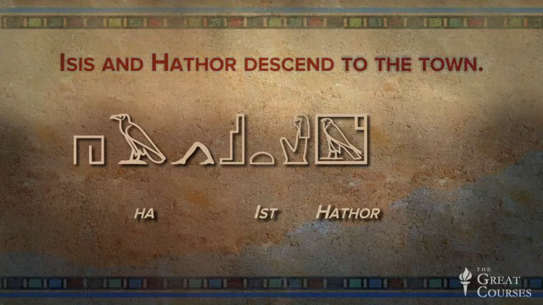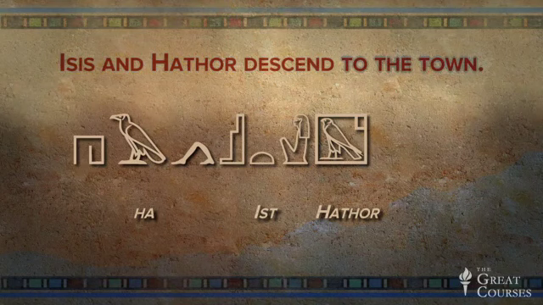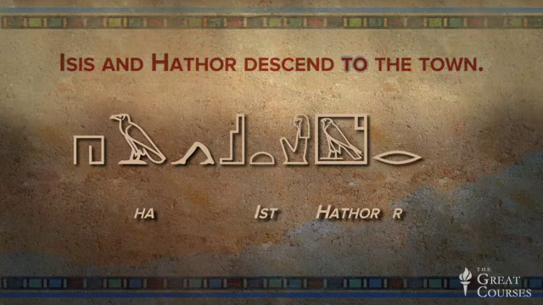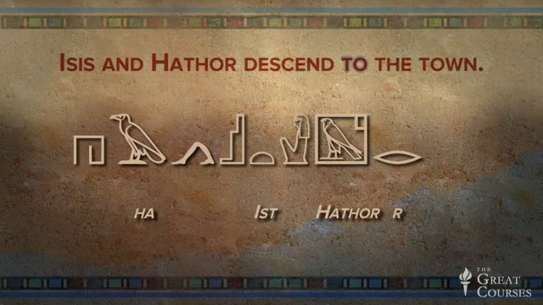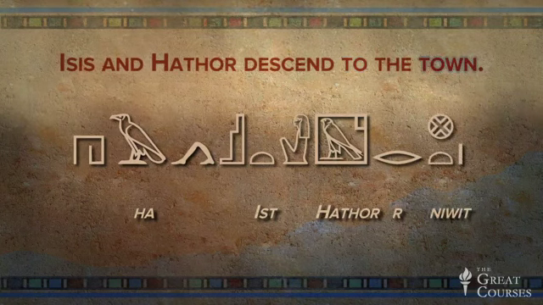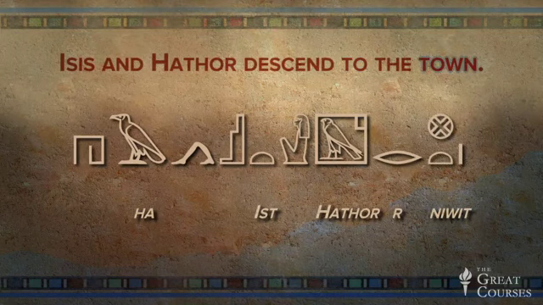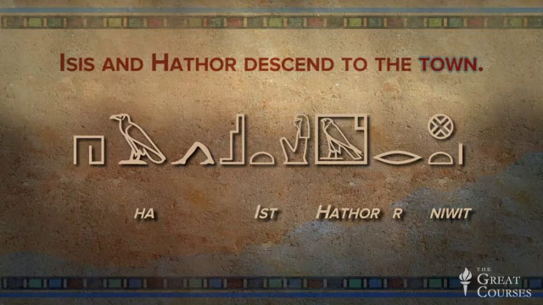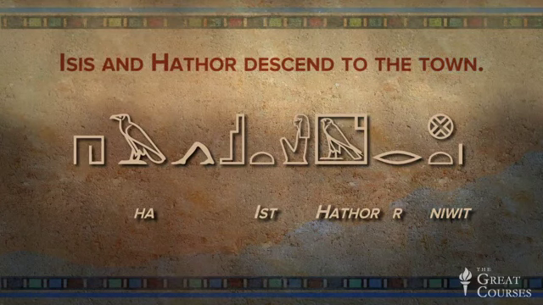We need to the town. By now we know that to, for places, is the mouth R. So we add that. We of course remember that town is Niwit. Everyone always remembers that word. We have a stroke because it's an ideogram and a loaf T because it's feminine. And that's it. It would have been pronounced something like Ha ist Hathor Niwit. Good.